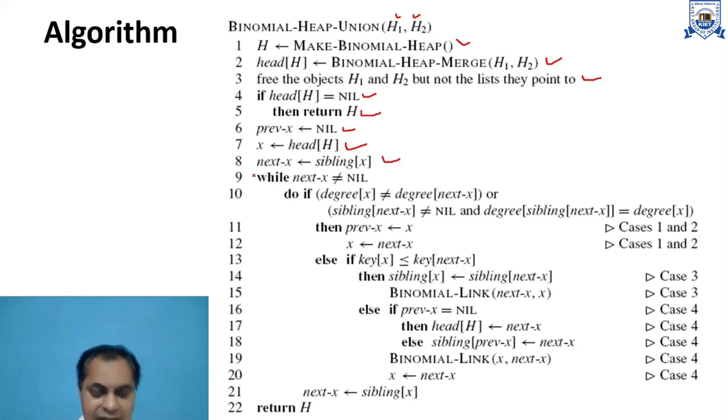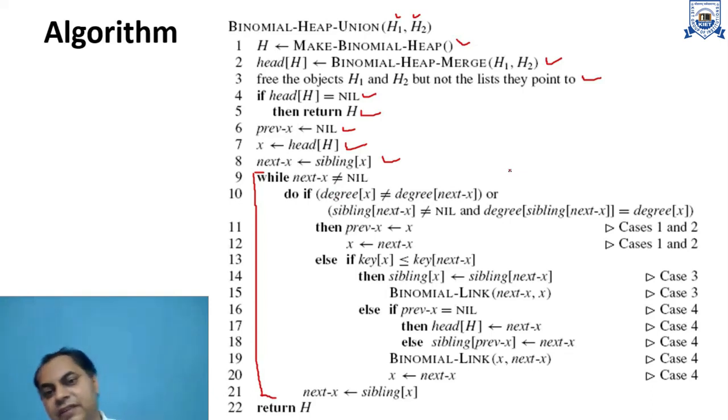Now we get into a while loop, and this while loop makes use of the binomial link procedure, which we have already discussed a little before. While next of x is not nil, it first checks the degree of x and the degree of next of x. If they are not equal, that means the two adjacent trees have different degrees, or the sibling of next of x is not nil and the degree of the sibling of next of x is equal to the degree of x.